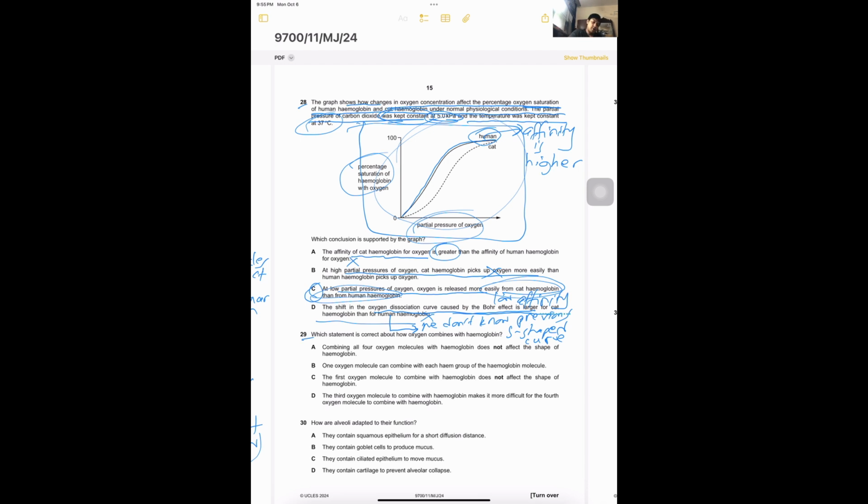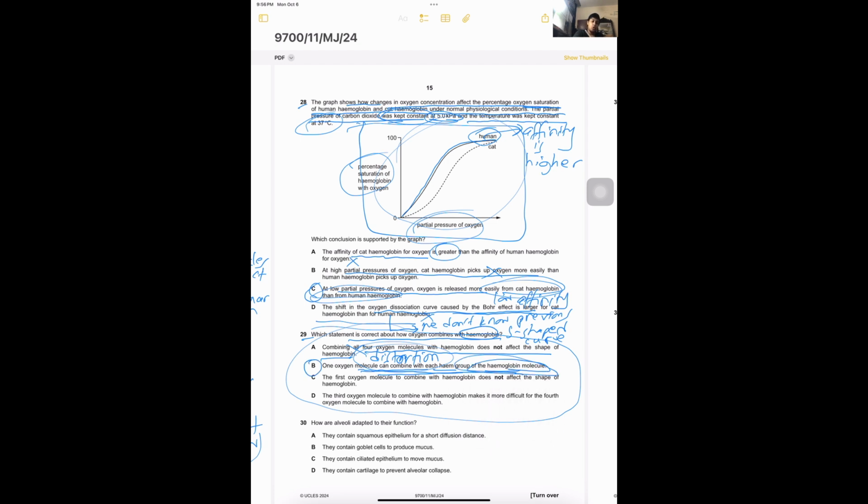29. Which statement is correct about how oxygen combines with hemoglobin? Each hemoglobin has 4 haem groups, and each haem group attaches to 2 oxygen atoms, that is 1 oxygen molecule, and all the options are related to the attaching of the haem group with oxygen. Combining all 4 oxygen molecules with hemoglobin does not affect the shape? That is wrong. At each stage there is a distortion of the shape of the hemoglobin molecule. 1 oxygen molecule can combine with each haem group of the hemoglobin molecule. That is what I was saying.